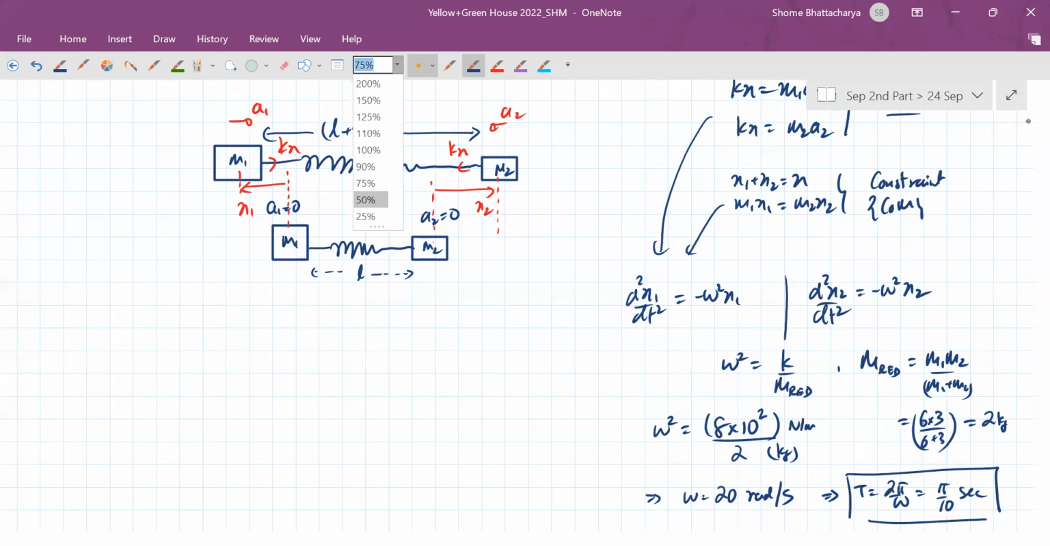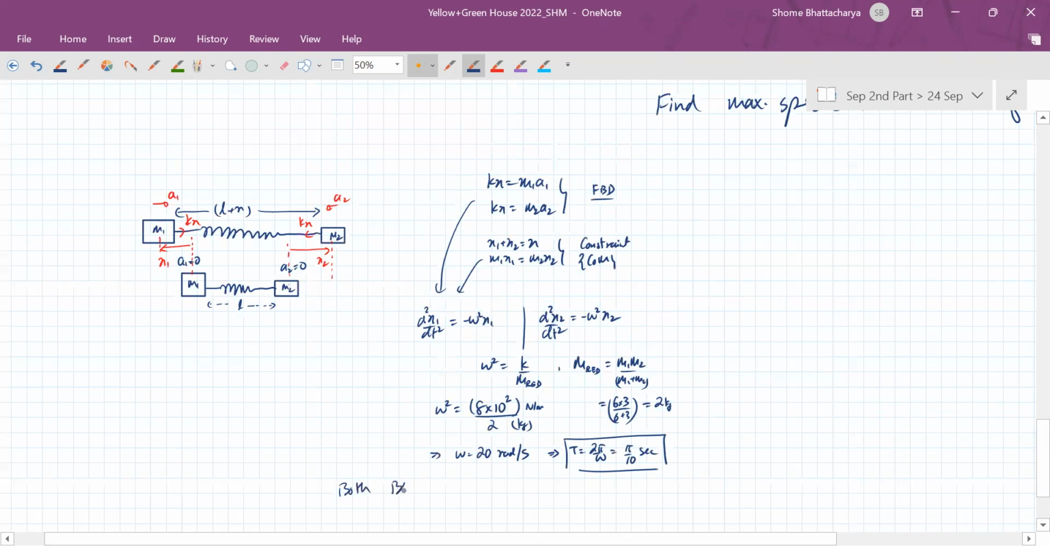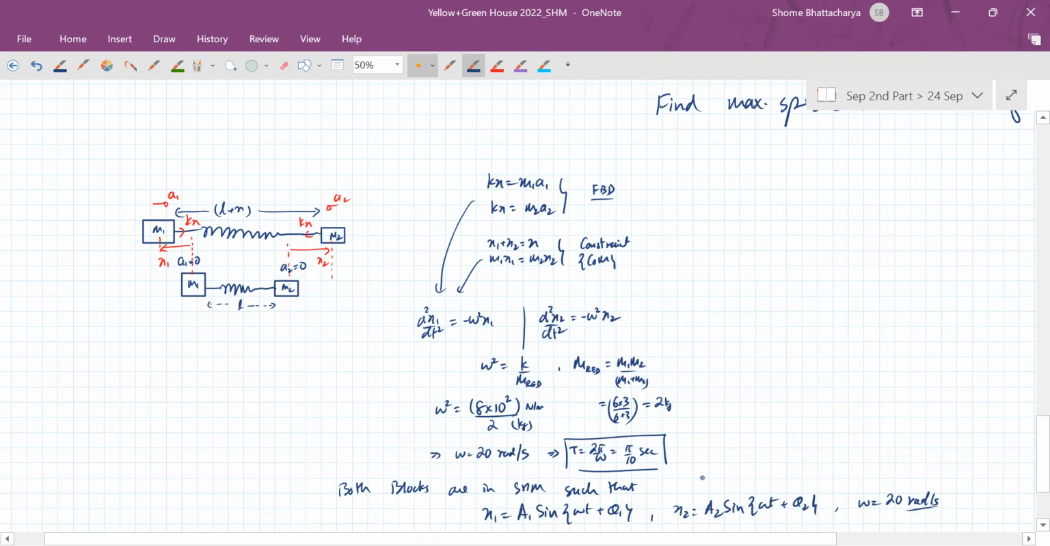Now the next thing is we have to look at the amplitude. So both blocks are in SHM such that x1 is some amplitude A1 into sine of omega t plus phi 1, and x2 is some amplitude A2 into sine of the same omega t, but let's say some phase constant phi 2, where omega is 20 radians per second. So now the next thing is we have to find A1 and A2, the individual amplitudes, and possibly phi 1 and phi 2 also, though in the question I have not asked.